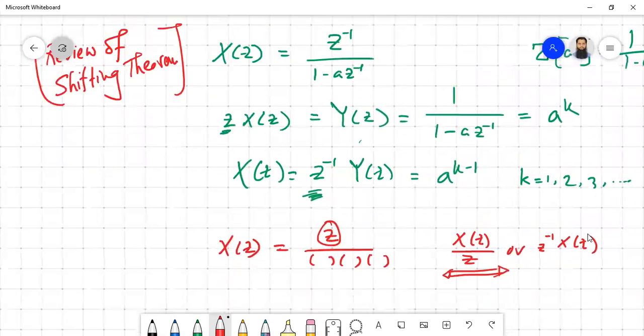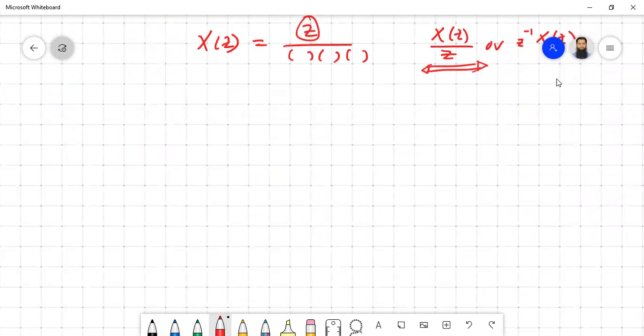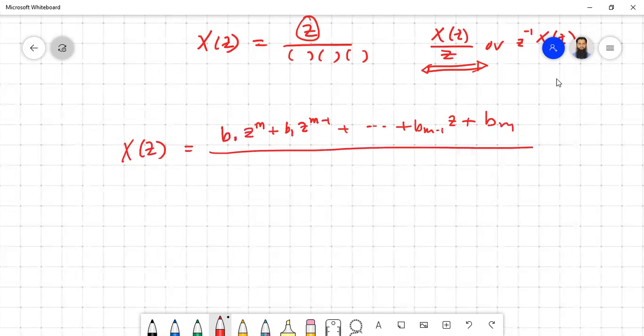So this is the review of your shifting theorem. In the partial fraction, you already know from your classical control theory, you will have a function in terms of the parameters: z to the power m plus b1 z to the power m minus 1, and so on up to b(m-1) z plus bm, divided by z to the power n plus a1 z to the power n minus 1, and so on up to a(n-1) z, finally an. If you expand it in the partial fraction, we'll have something like this.